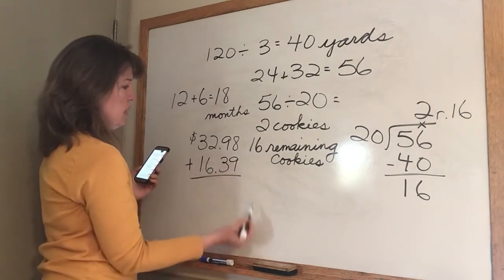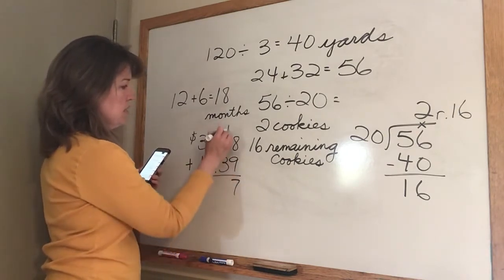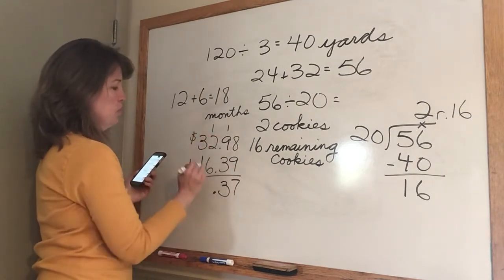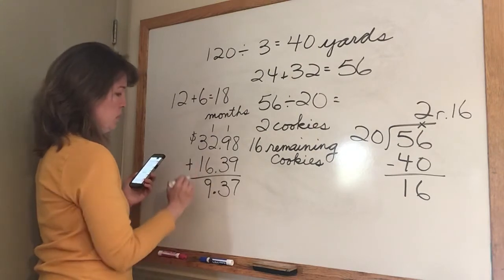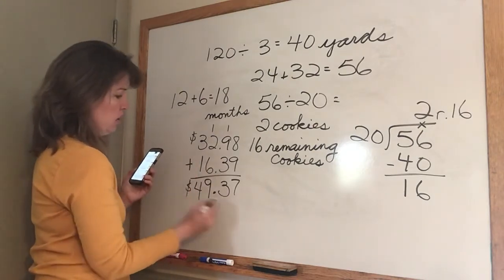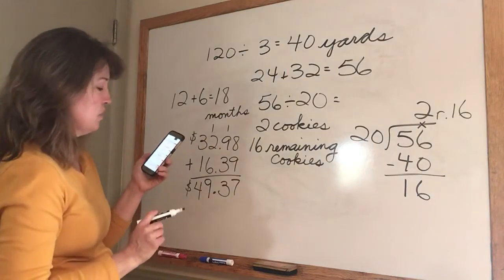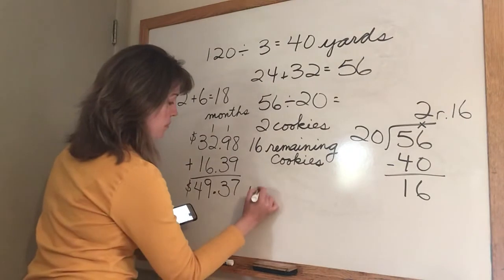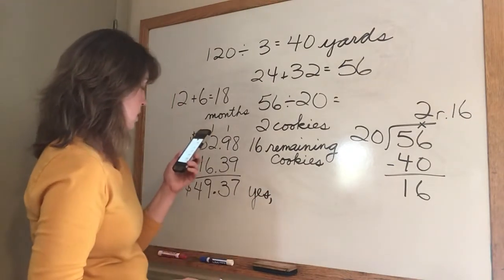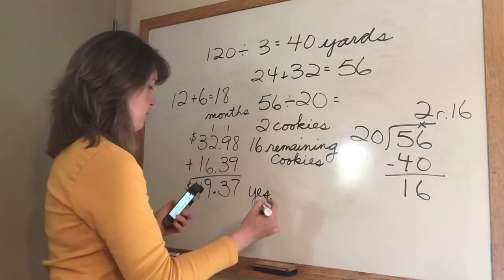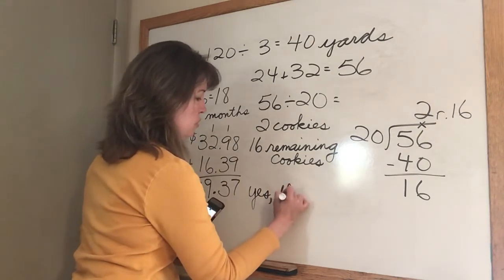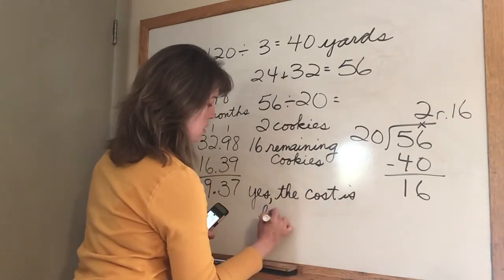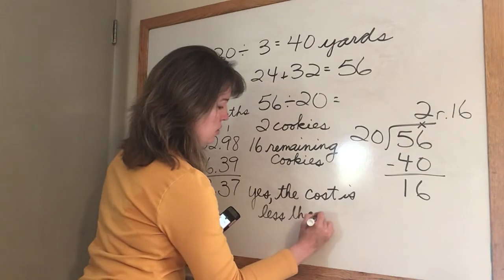$16.39. Okay, so 8 plus 9 is 17. 1 plus 9 plus 3 is 13. 1 plus 2 plus 6 is 9. And 3 plus 1 is 4. So it costs $49.37 and he has $50. So yes, he can buy his stuff. The total cost is less than $50.